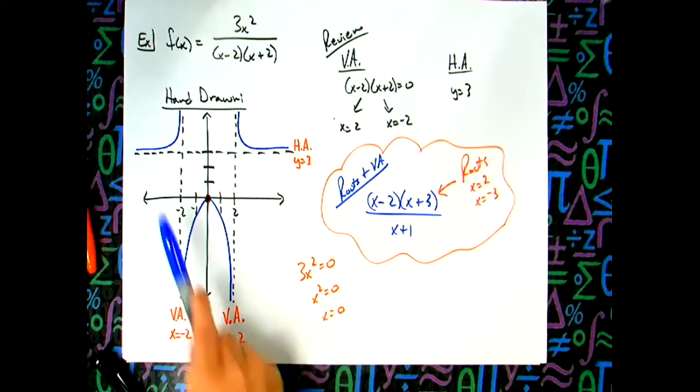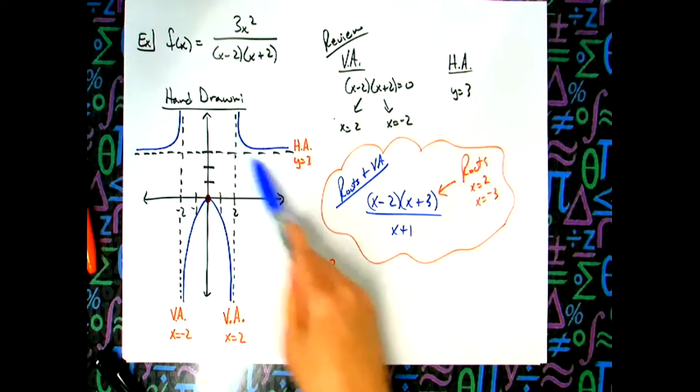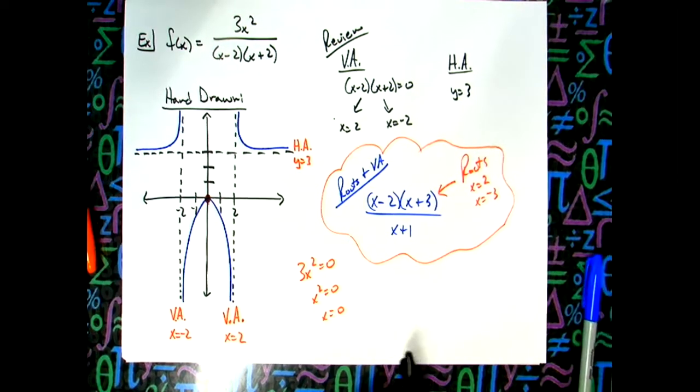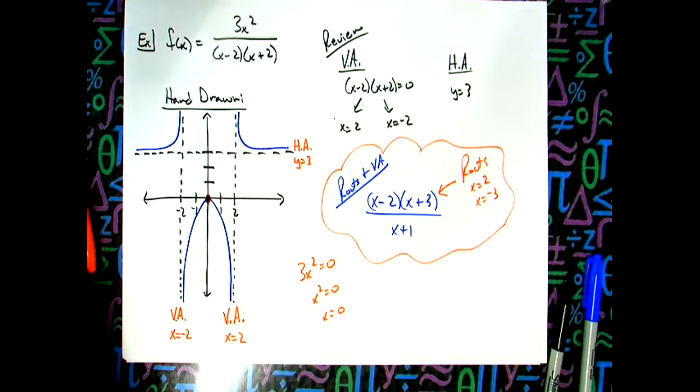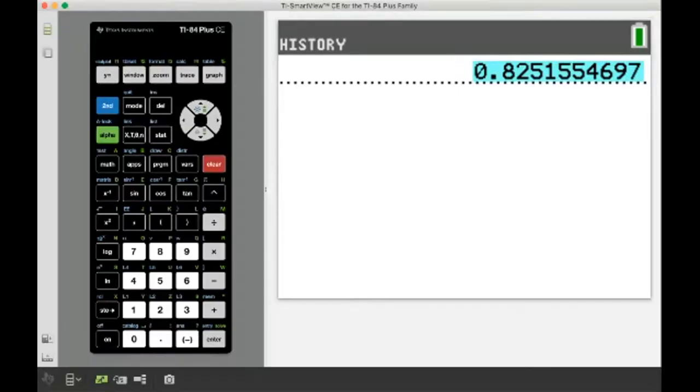I'll show you actually how we can figure out where these swoopies are and where they are in relationship to it. But this is what it looks like when it's hand drawn. Now, I shouldn't have stopped sharing, but hey, whatever. Let's go to the graphing calculator.